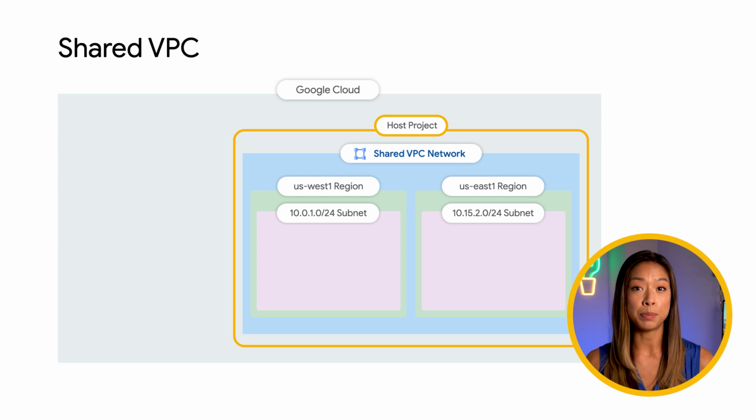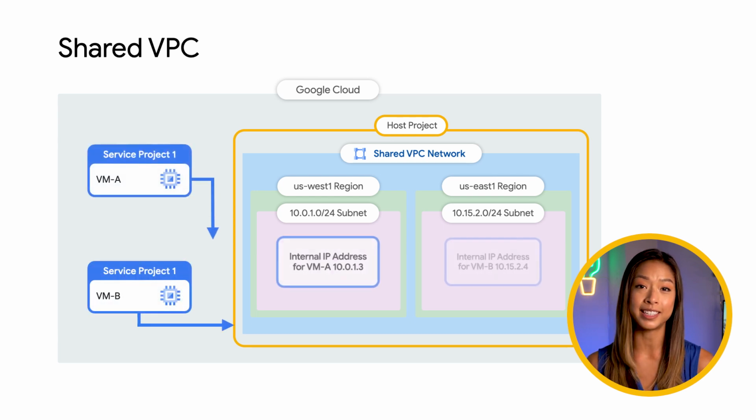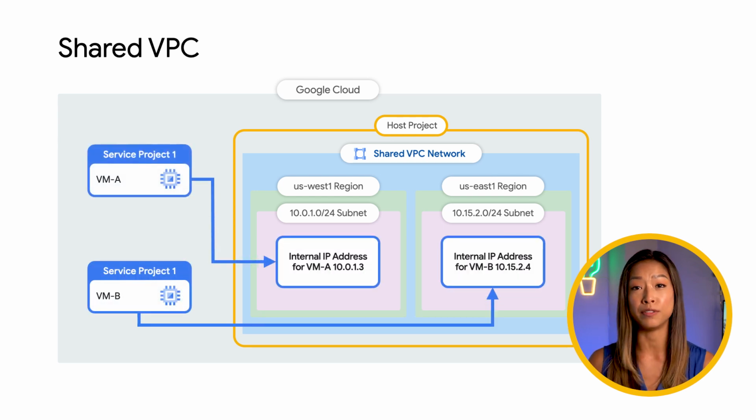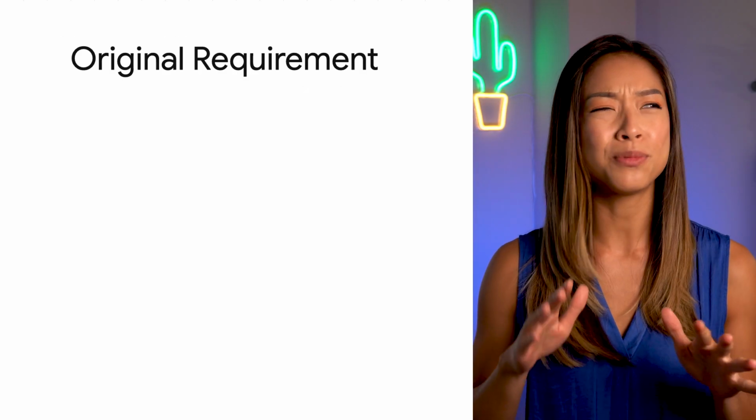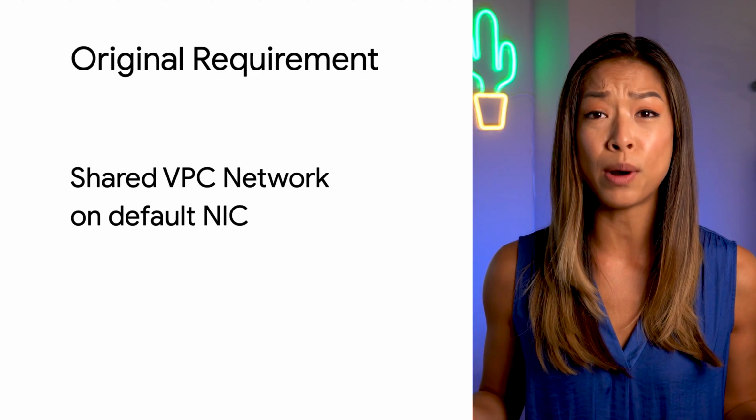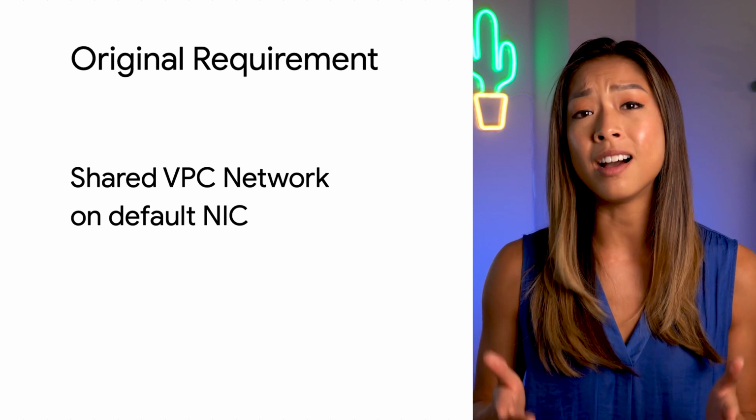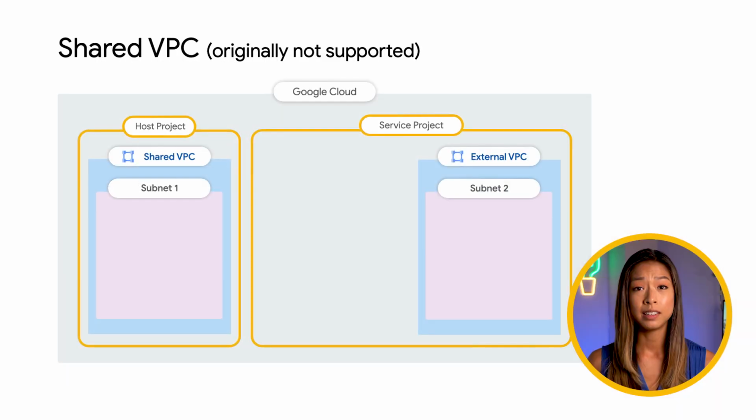Shared VPC provides the ability for organizations to connect resources from multiple service projects to a common VPC. This is amazing as it provides centralized control over networking resources like subnets, routes, and firewall rules. And it was great for VMs with a single NIC, but it wasn't ideal for VMs which require NIC 0 to be a non-shared VPC network. This means something like this was not supported.